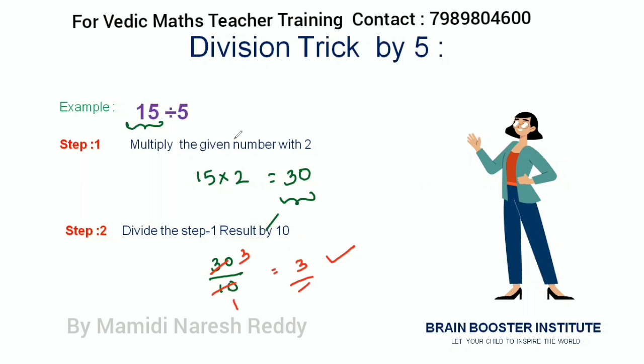So 3 is the final answer, my dear friends. As you know, 15 divided by 5 is equal to 3, because 5 times 3 is equal to 15. We know that. So we got 3 as the answer, my dear friends. Okay, so this is a very simple problem.